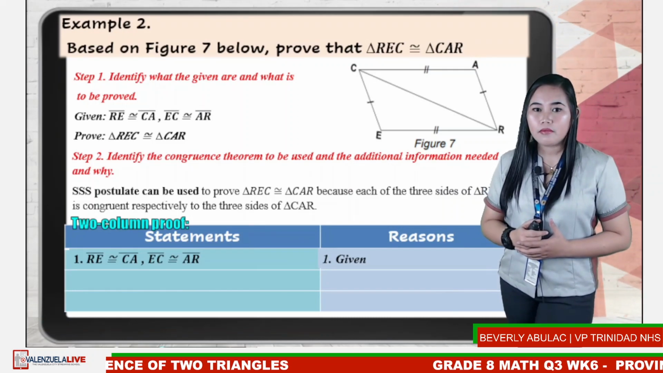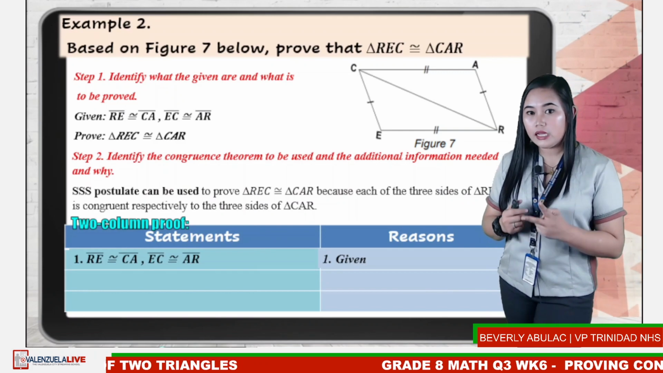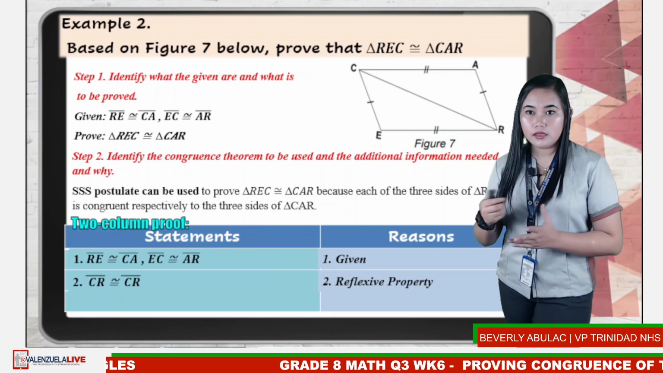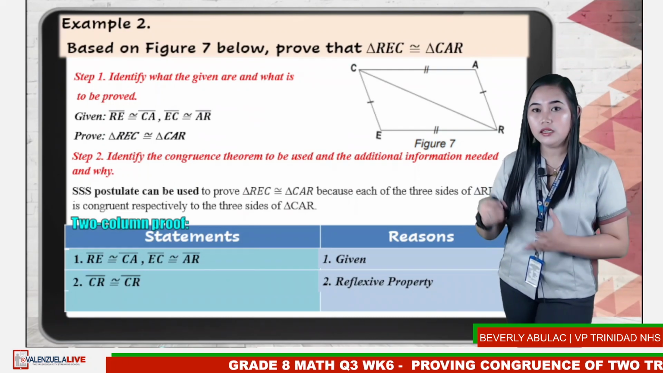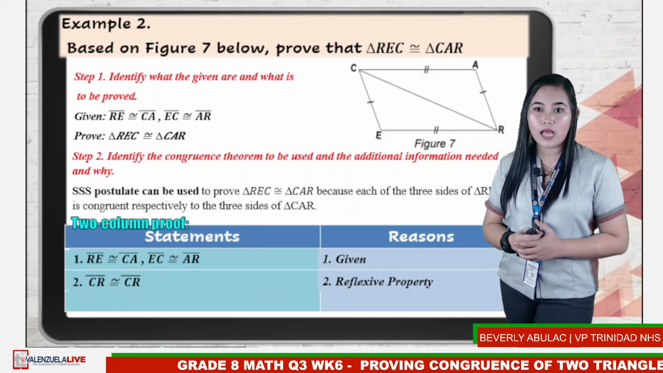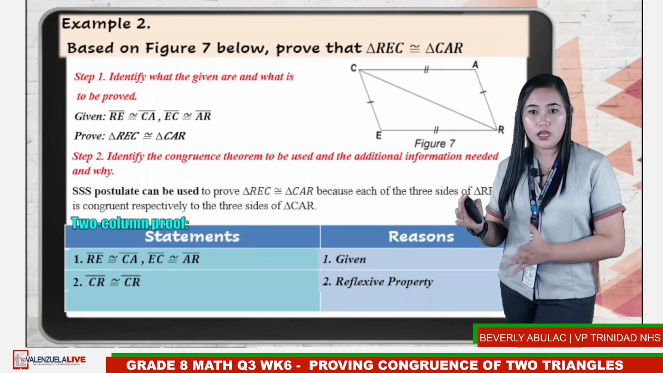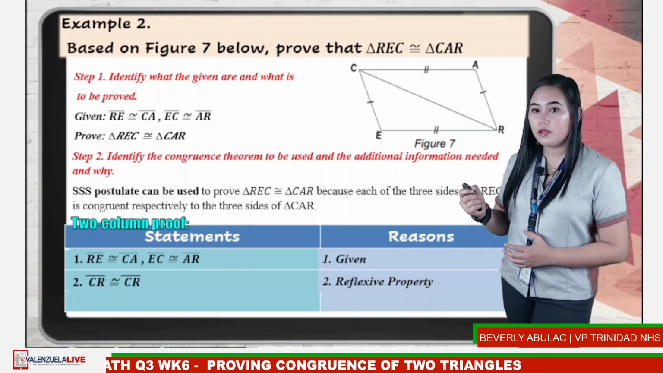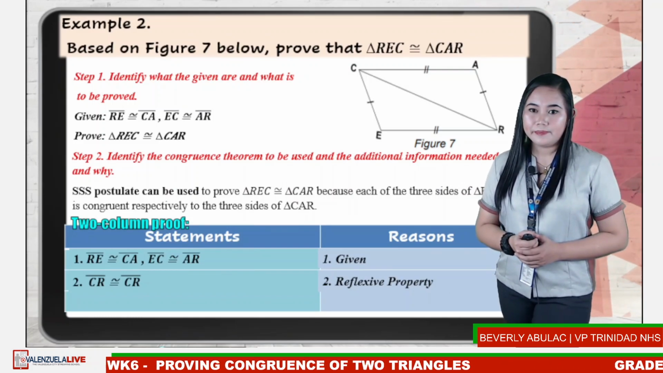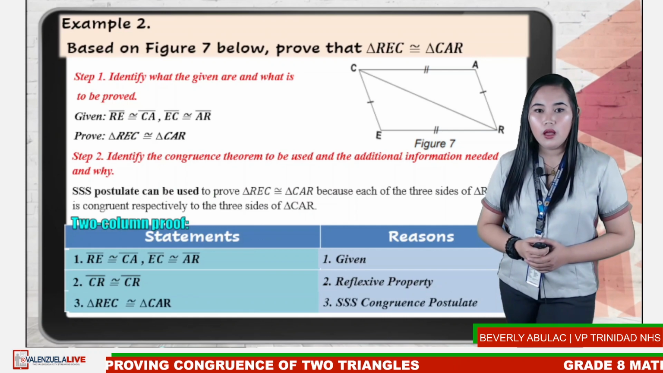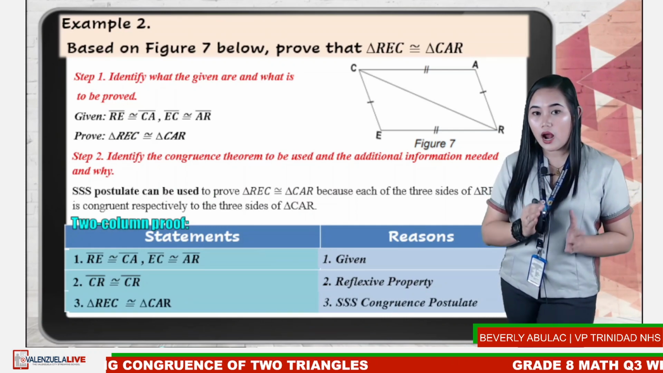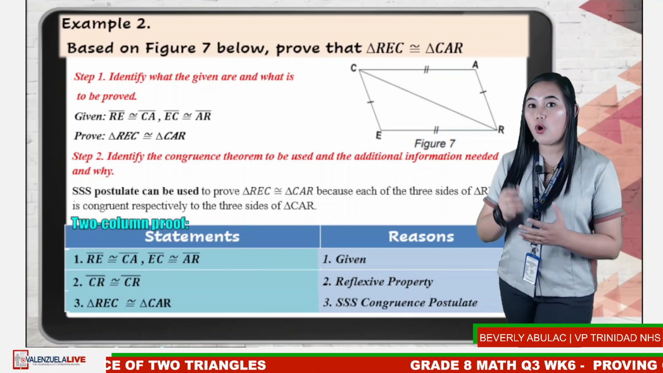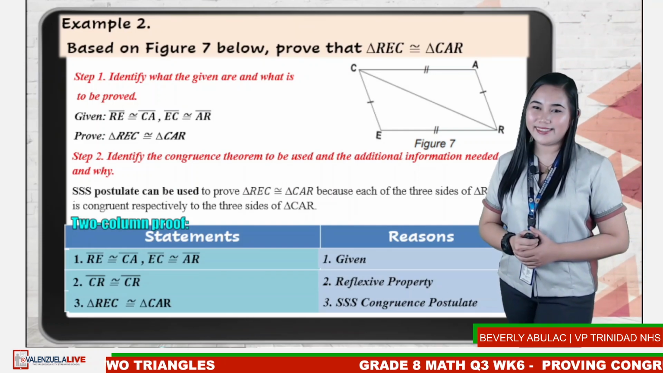The next one, as you can see, these 2 triangles share a common side. Is it correct? Yes, since they share a common side, we can say that side CR is congruent to side CR. So what is the reason? The reflexive property. Next, we have, so therefore, triangle REC is congruent to triangle CAR by SSS congruence postulate.